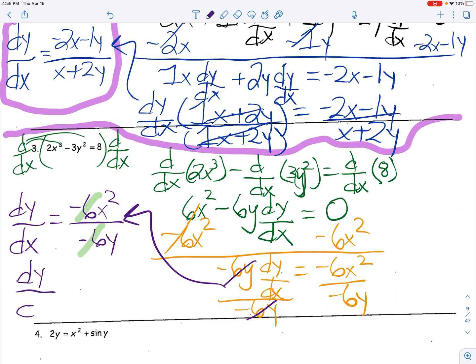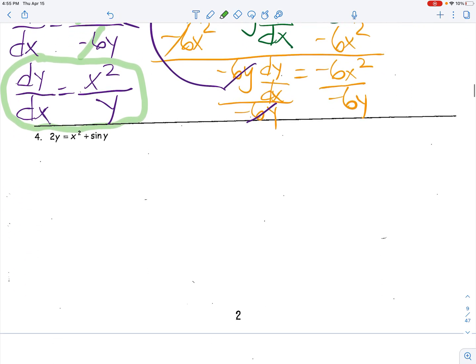I mean, this is not a problem, right? It's when you got binomials and stuff, it's a little bit of a different story. But here, no problem. You can cross out those negative 6's if you wish. You don't have to. It's fine. Dy over dx if you don't want to. But it's going to look nicer here, isn't it, if you write x squared over y as your derivative. All right, so that is number 3.